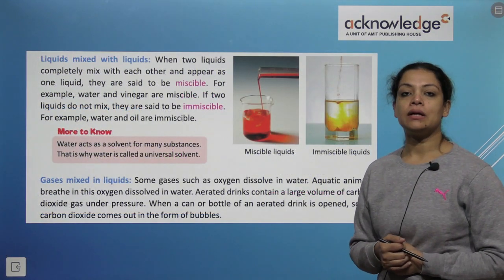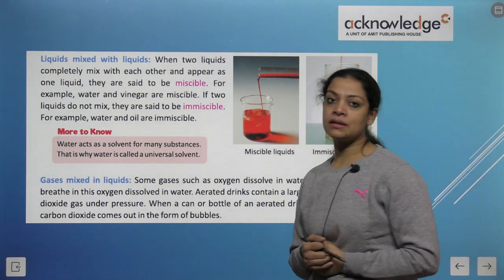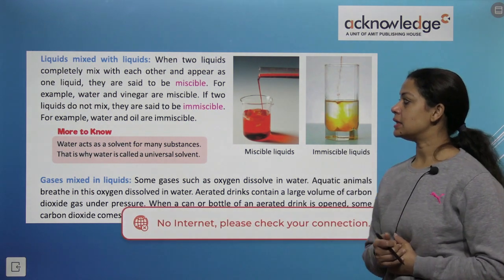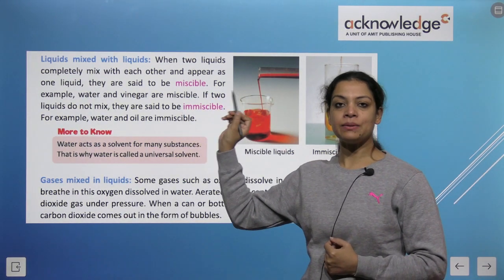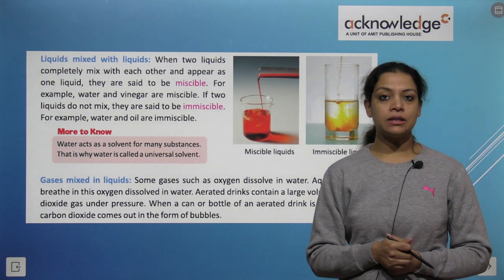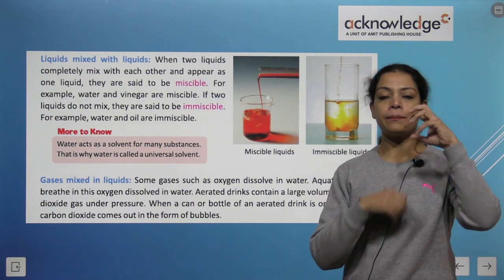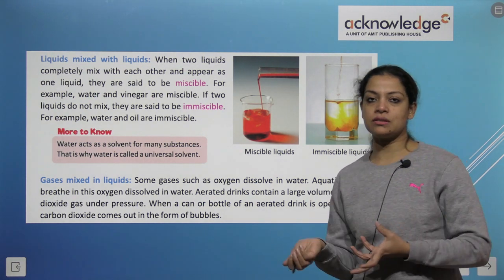Liquids mixed with liquids. When two liquids completely mix with each other and appear as one liquid, they are said to be miscible. And examples are water and vinegar. They are miscible. That is, they completely mix. आप water vinegar mix करेंगे, आपको पता नहीं चलेगा which is water, which is vinegar.